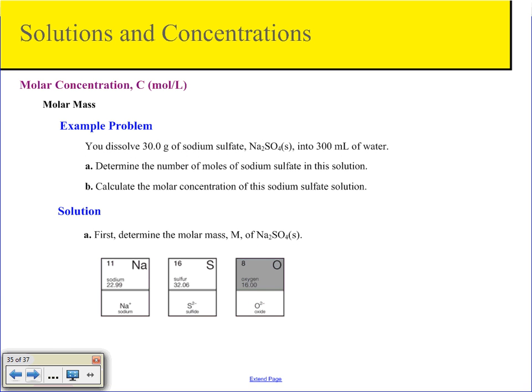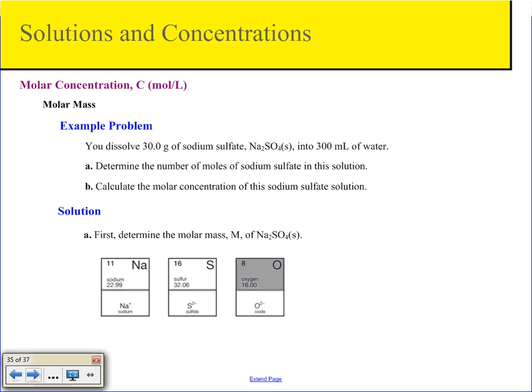So, an example problem. You dissolve 30 grams of sodium sulfate, Na2SO4, into 300 milliliters of water. We need to determine the number of moles of sodium sulfate in the solution, and then we need to calculate the molar concentration of the sodium sulfate solution. So first we need to determine the molar mass, or M, of Na2SO4. That is the very first thing that we need to do.